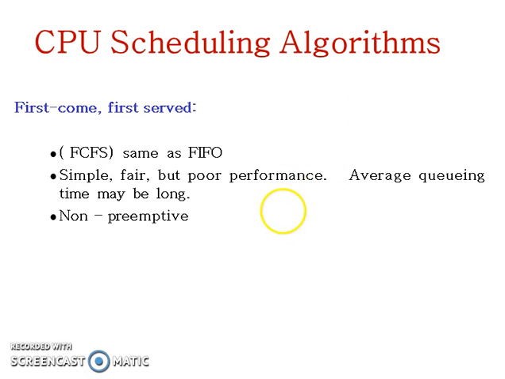So we have the first method, first come first serve. As the name suggests, the CPU time will be allocated to the process which arrives first. It is similar to FIFO.